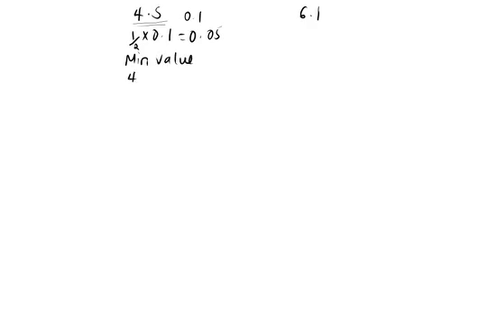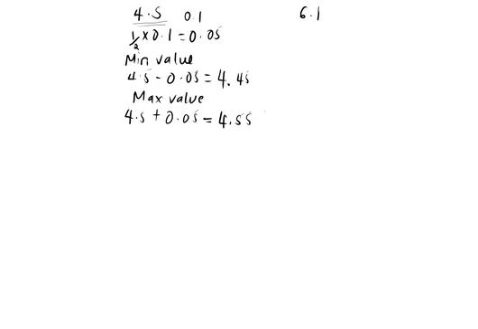To get the minimum value in this measurement, we take 4.5 minus 0.05, which is the absolute error, and this gives us 4.45. To get the maximum value for the measurement, we have 4.5 plus 0.05, which is the absolute error, and this will be equal to 4.55.